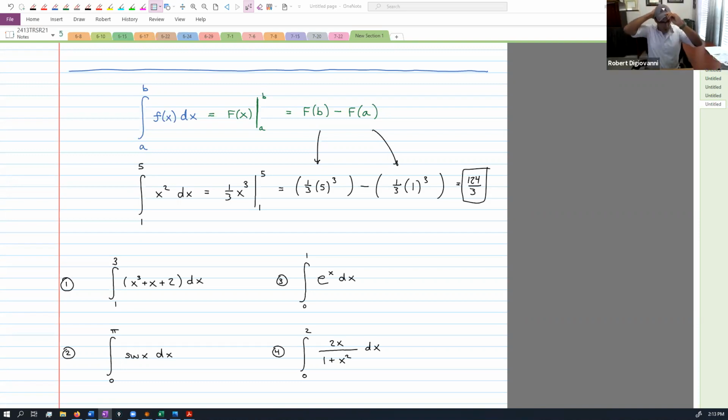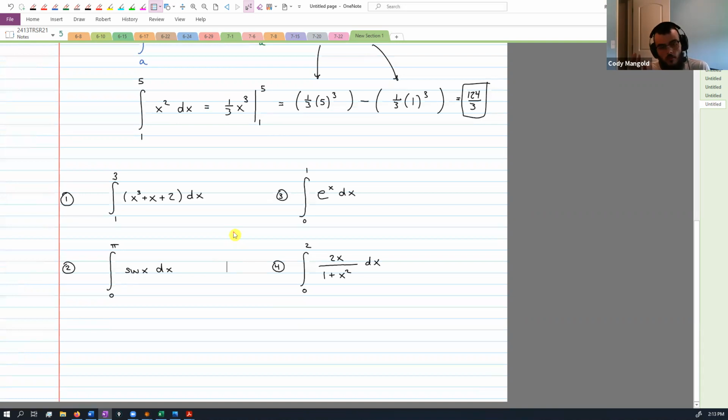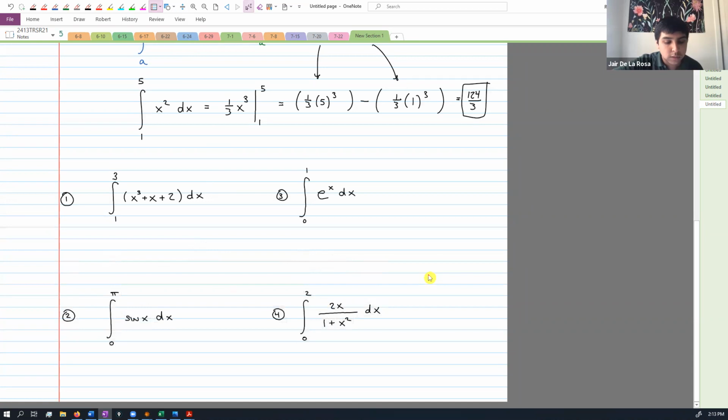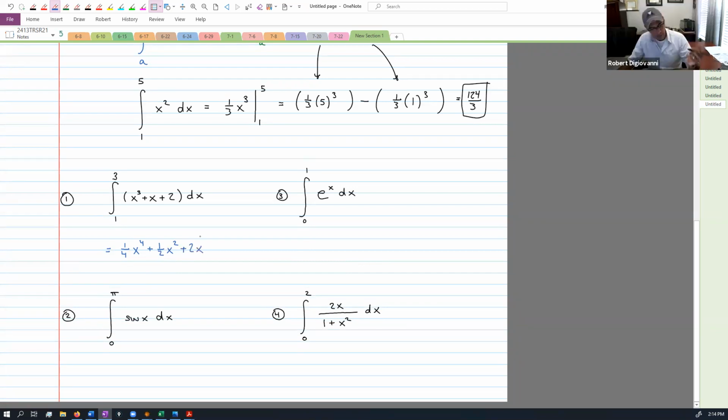Okay. Well. Who are my volunteers? I can go for the first one. Okay, what do you got? So I got that the antiderivative of x cubed plus x plus 2 is 1/4 x to the 4th plus 1/2 x squared plus 2x, and then I put plus 0, which represents c. Okay, and you don't have to have that, but that's okay. And then you did put the evaluation bar. Yeah, there you go.